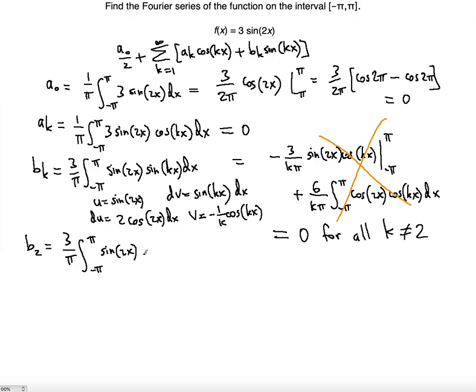K is 2, right? Sine 2x. So look what's going on. The sine of 2x is squared as a result, right? 3 over pi, negative pi to pi, sine squared 2x dx. And we know how to solve this very well, don't we?